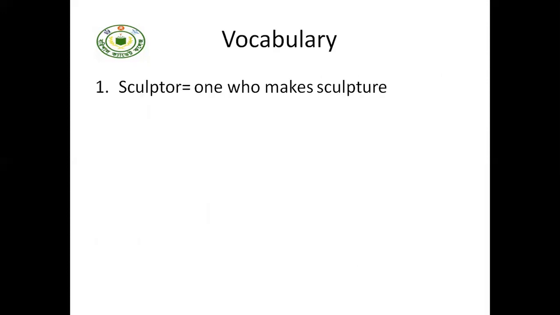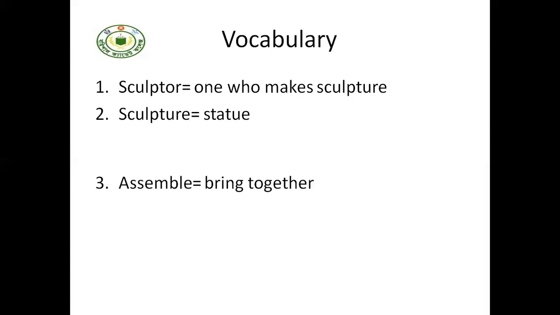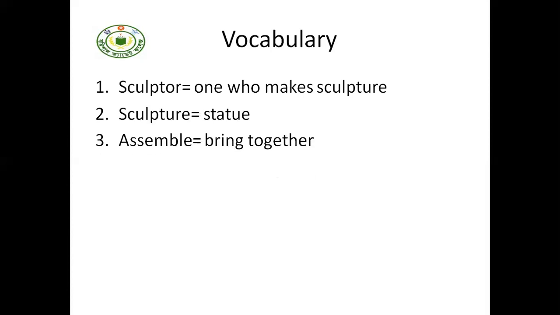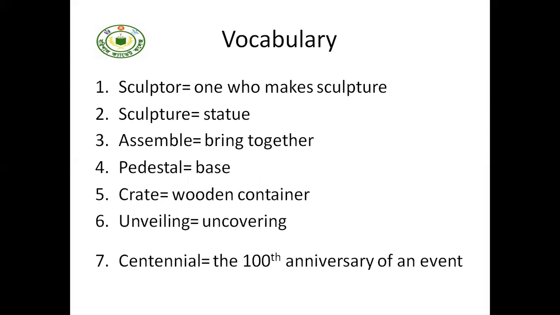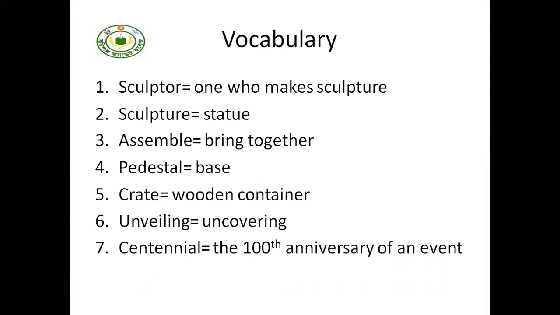Vocabulary. First one, sculpture. Sculptor means a person who makes sculpture. Sculpture means statue. Assemble means bring together. Pedestal means base. Crate means wooden container. Unveiling means uncovering. And the last one, centennial means the 100th anniversary of an event.